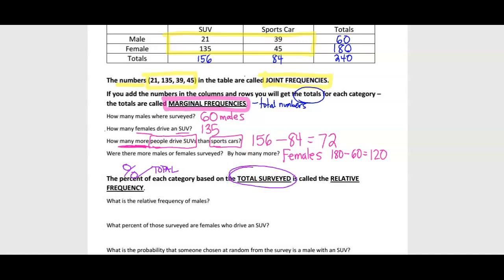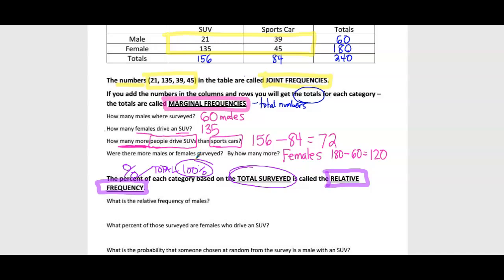This is a new word. It's not joint frequency. It's not marginal frequency. It's called relative frequency. A percent is called relative frequency. So we are looking for a percent. Percents are out of 100. Okay? Now, we haven't done much with percents this year, so we're going to talk about it now.